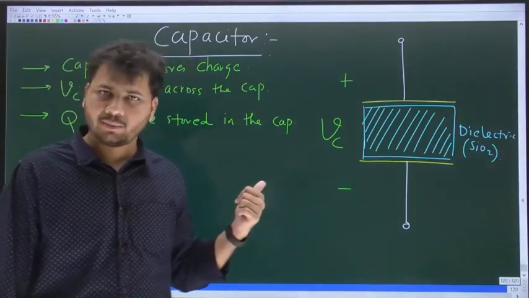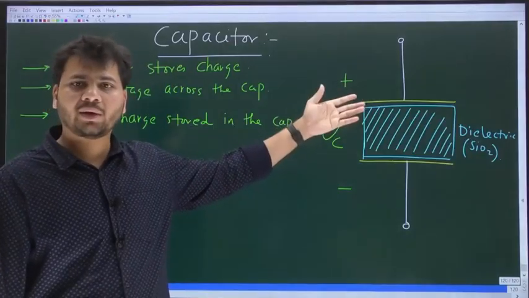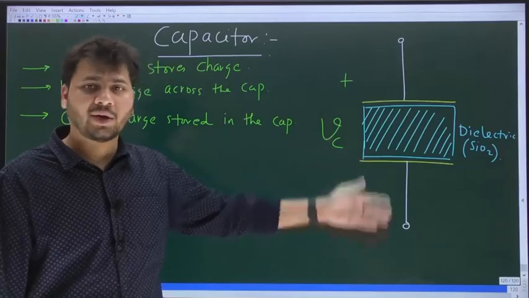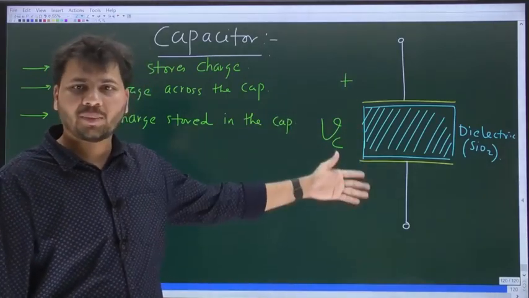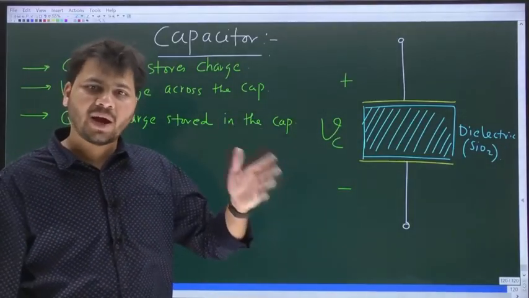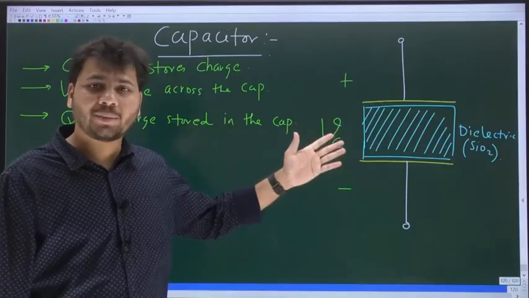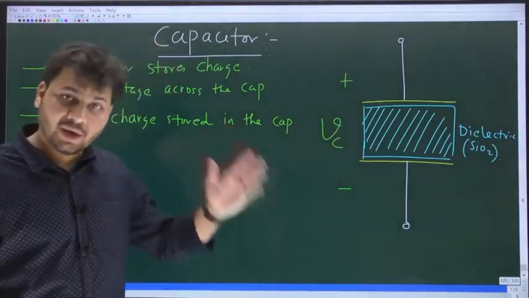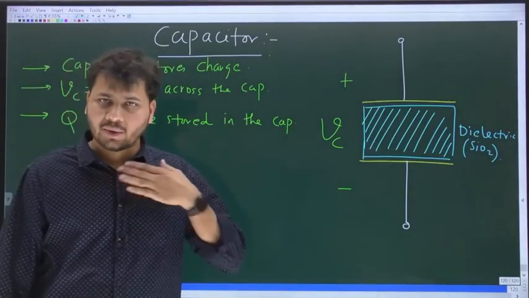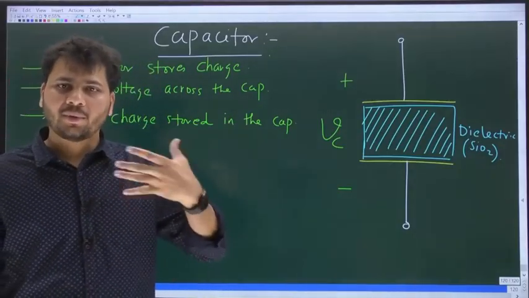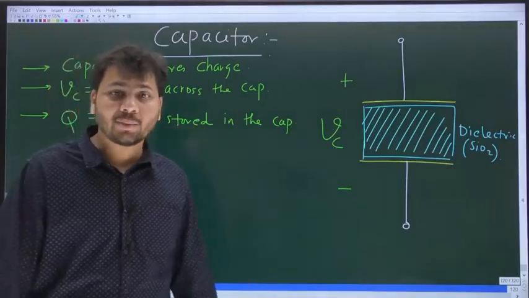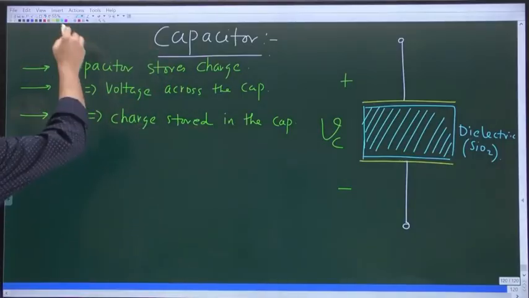Going back to the same example, the top plate has a charge of plus 10 coulombs. The bottom plate has a charge of minus 10 coulombs. The magnitude is the same, is it not? 10 coulombs. So what is the magnitude of the charge stored on each plate? It is 10 coulombs, and that is what is called the charge stored in the capacitor. So when I say charge stored in the capacitor, I am referring to the magnitude of the charge stored on each plate. Okay, this should be clear.